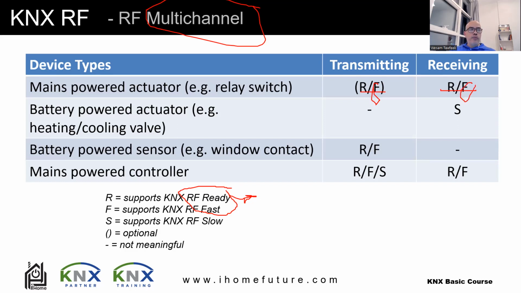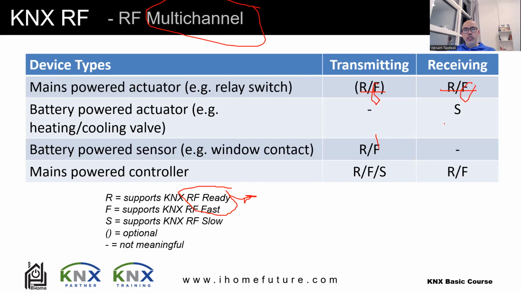If I have battery powered actuators, then I can use the slow channels. If I have battery powered systems, then I can use the KNX ready or the fast channels. Okay, main power controllers like gateway and stuff like that, then I can use all the channels. So most of the time you have the question asking here, if you have a relay switch, which channels you are using, then mostly you are using the fast channels. If you have, let's say, an HVAC controller, like for AC or for heaters, then you can use the slow channels.